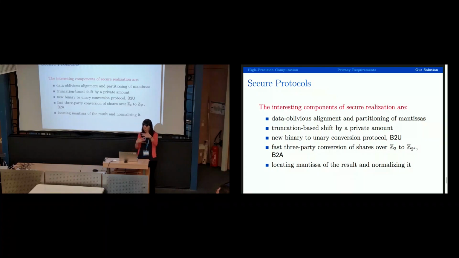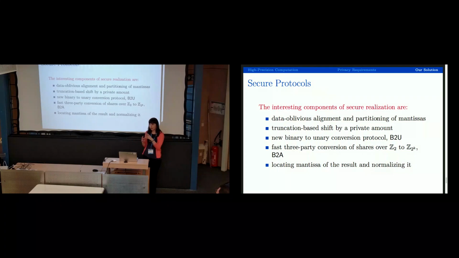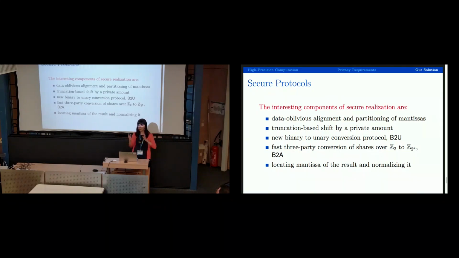And then once you perform the summation, you also need to normalize the result. You need to find the first non-zero position, right? Then copy it from there and store it as a mantissa, and this is where you get your result, right? So there are some interesting algorithmic solutions that we get as a result of this work.